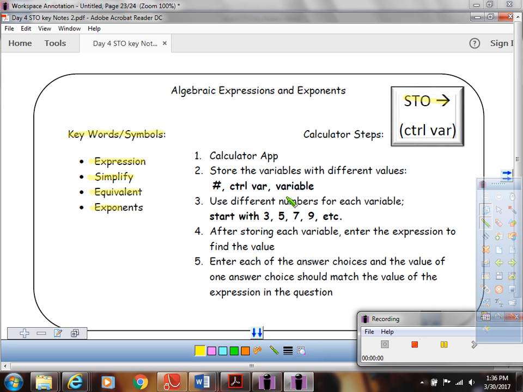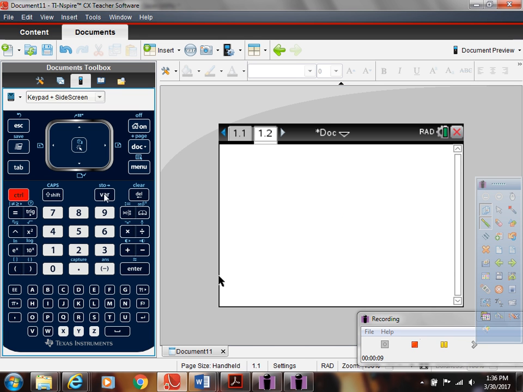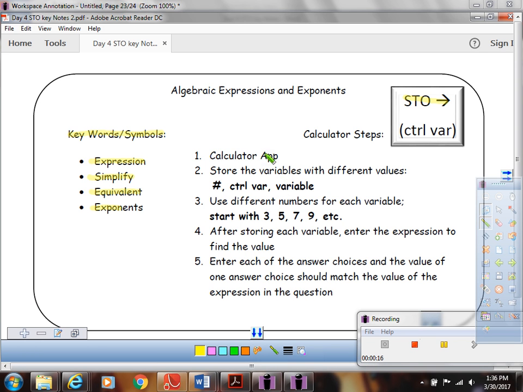Stop the whole thing. Alright, so again, we're going to be doing the store key, and you do have to hit Control and then hit this key, and it'll pop up what we need. So these are the steps right here. If you look on your handouts, they do have the steps. So look at the first step.